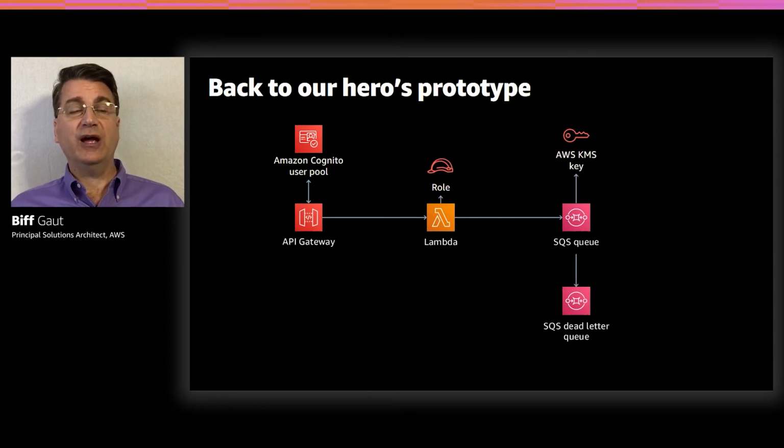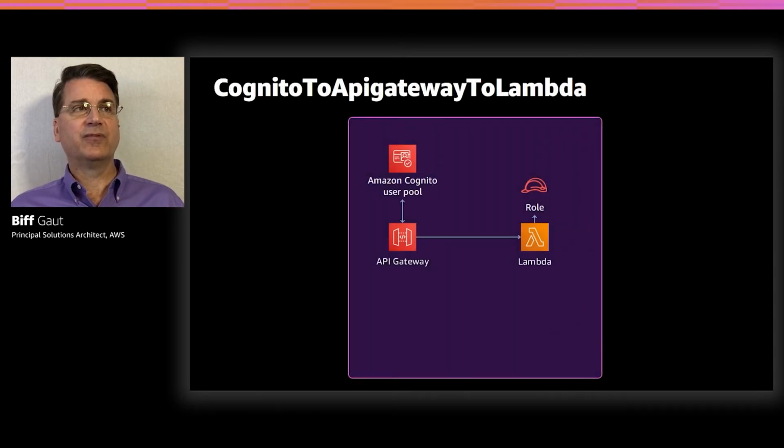To create our prototype, we're going to use two constructs. First is Cognito to API Gateway to Lambda. This creates an API gateway that's protected by an Amazon Cognito user pool. That API gateway is integrated with a Lambda function that's protected by tightly defined IAM roles. Now remember, the name and the diagram only show the key services that explain the functionality. In reality, there are many more resources deployed by the construct.